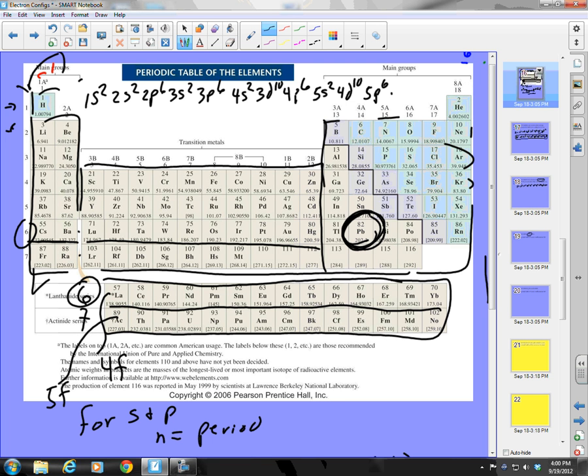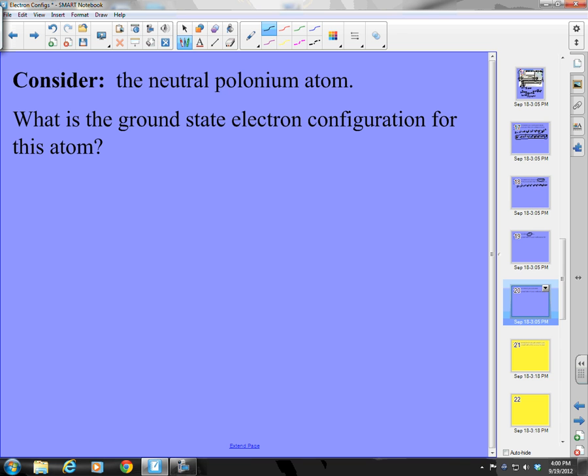5p6, and then what? 6s2, and then what? Okay, after the 6s, we drop down here, and we get what? 4f14, and then we come up here to these guys, 5d10, and finally we end with 6p2. So that's lead. Got it? All right. Let's see if you can do polonium on your own. Pause me and bring me back when you have it.